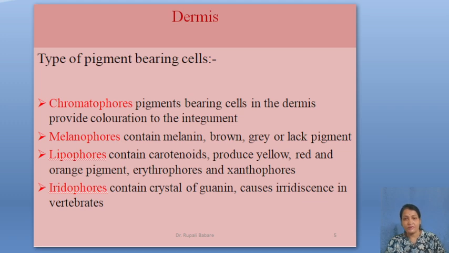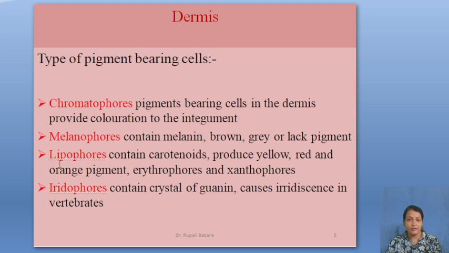The dermis consists of special types of pigment cells. There are 4 types of pigment-bearing cells found in the dermis. First one is the chromatophores. This is the type of pigment cell which provides the coloration to the integument. This is the first pigment cell found in the dermis. Second is the melanophore, which contains melanin; brown, grey, or sometimes a lack of pigments are found in that layer.